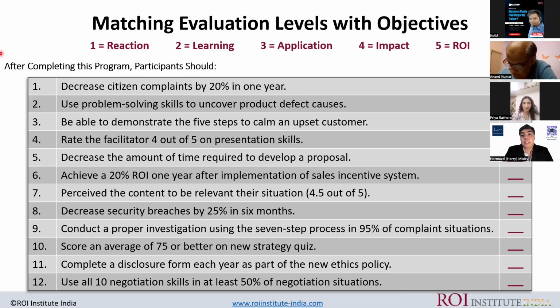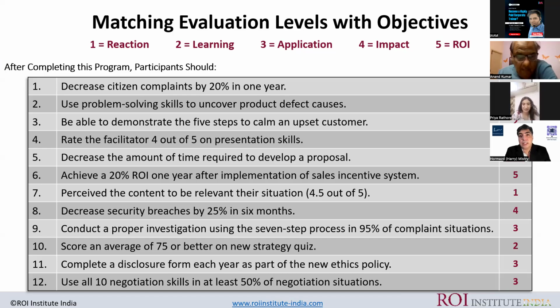All right, let's look at the responses that we have. The first one, like you all rightly pointed out, it is a level 4. The second one is a level 3. It's an application objective in terms of what will the participants apply and do. The third one is a level 2. The fourth one is a level 1. The fifth one is an impact objective, a level 4. The sixth one is a level 5. Seventh one is a level 1. Your eighth is a level 4. The ninth is a level 3. 10th one is a level 2. 11th is a level 3. The 12th is also a level 3.